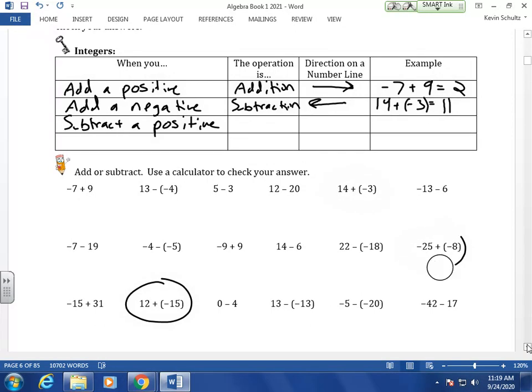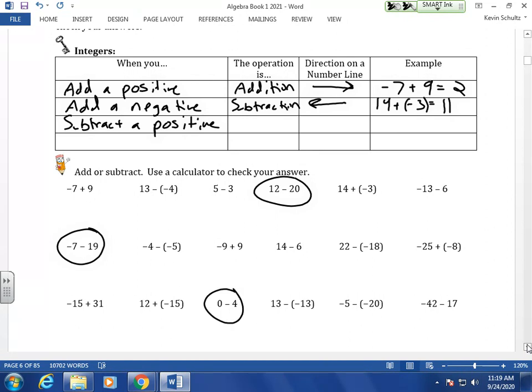How about when we subtract a positive? What's an example of us subtracting a positive from these 18 examples? Yes? Negative 7 minus 19 is subtracting a positive. 12 minus 20. Another one. 0 minus 4 is another one. 5 minus 3. Negative 13 minus 6. Negative 42 minus 17. There's actually quite a few on here. 14 minus 6. Okay? Those are all examples of subtracting a positive.